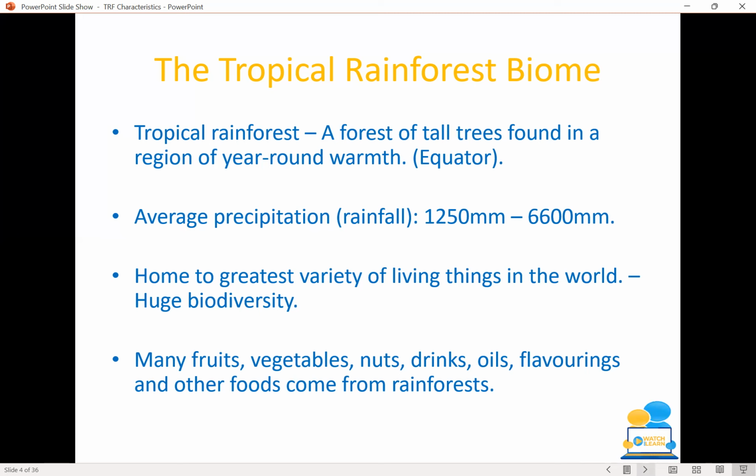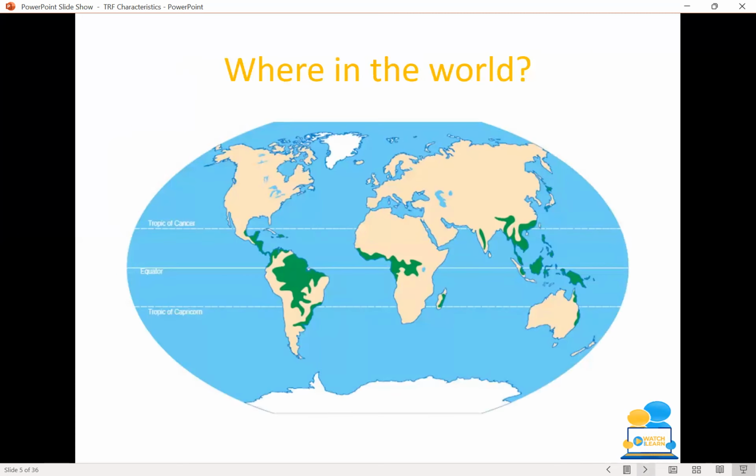So we're going to continue on, and again we're seeing where in the world we find this particular type of biome. As you can see, it's along the equator. It's in places like South America, maybe even parts of Central America. You've got parts of Africa, Southeast Asia, and also Australia, which contain bits of rainforest that we're going to be looking at in a good bit of detail.